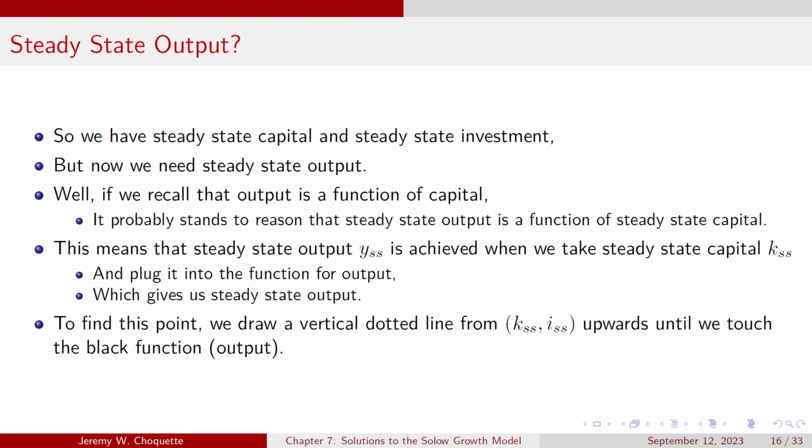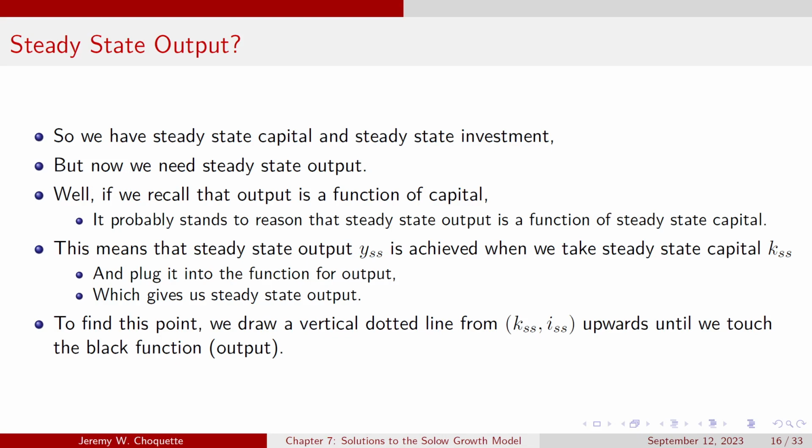But now we need steady state output. And if we recall, output is a function of capital, right? Capital goes in, output comes out. So it probably stands to reason that steady state output is also going to be a function of steady state capital. Which means steady state output is going to be achieved when we take steady state capital and plug it into the function for output, which is then going to give us steady state output.